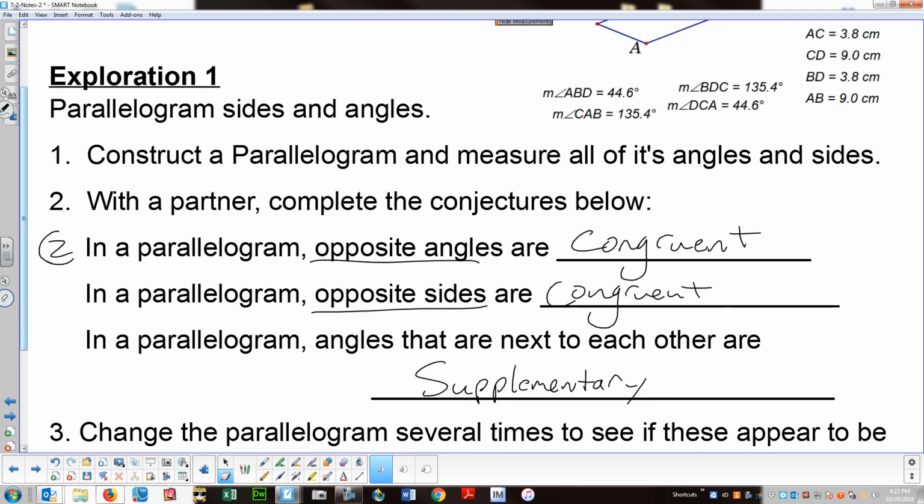Opposite angles are congruent. Actually, you know what? Let me make that number 3. We're going to say opposite sides are congruent. Opposite angles are congruent. And angles that are next to each other are supplementary. Those are called consecutive angles. Okay? So these are some important things that we need to know about a parallelogram.